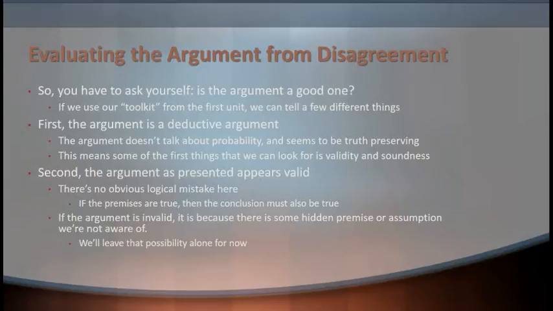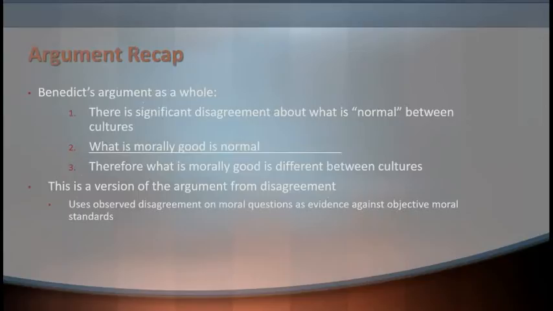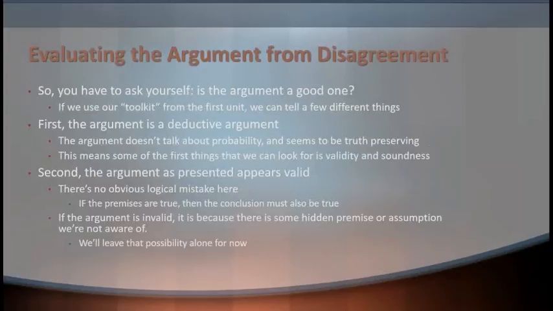And we can actually use our toolkit from that first unit to start identifying a few facts about the argument. First off, if you go back to the structure of it, this is a deductive argument. It doesn't just try and say that what's morally good is probably different between cultures. Instead, it's saying definitively that what's morally good is actually different. And it doesn't say that we've observed a lot of evidence, a lot of disagreement. It's saying that there is significant disagreement. It's discussing more concrete, absolute facts. And therefore, it seems to be truth-preserving. If the premises are true, then the conclusion must also be true.